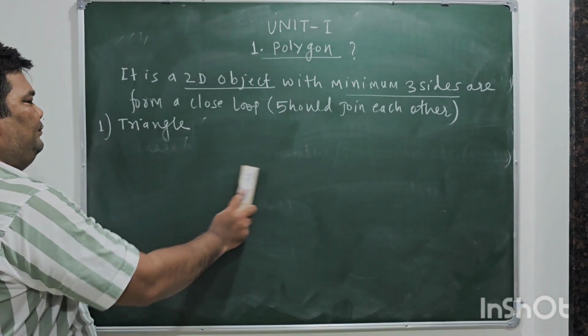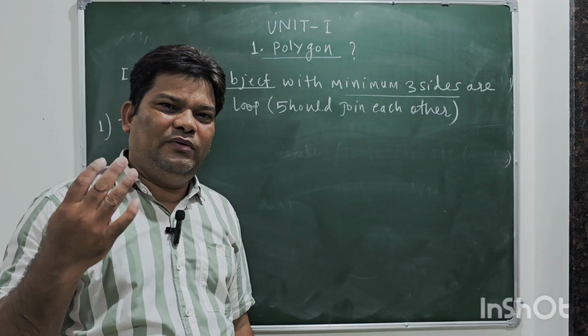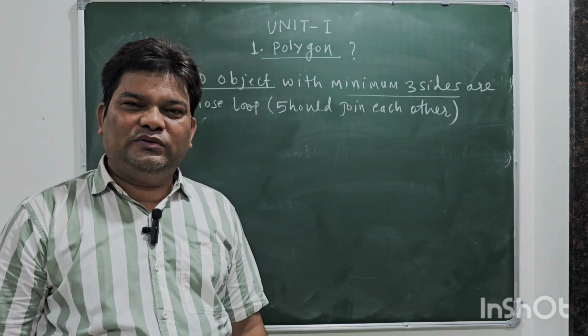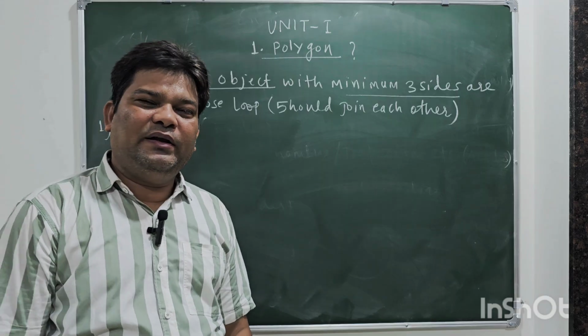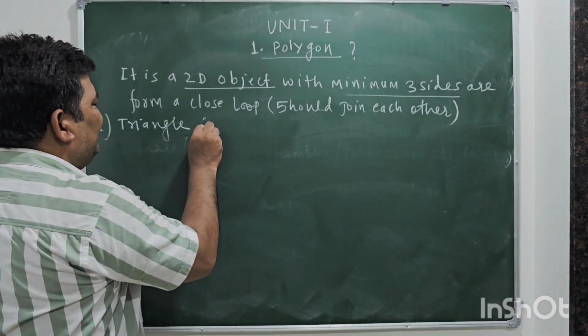Now triangle. How many types of triangles are there? So there are particularly 4 types of the triangle: scalene, isosceles triangle, equilateral triangle, and right angle triangle. Out of these 4 triangles, 3 are very important.